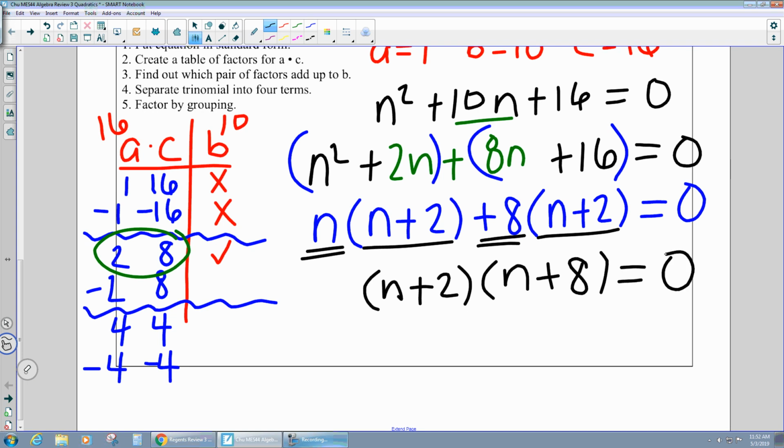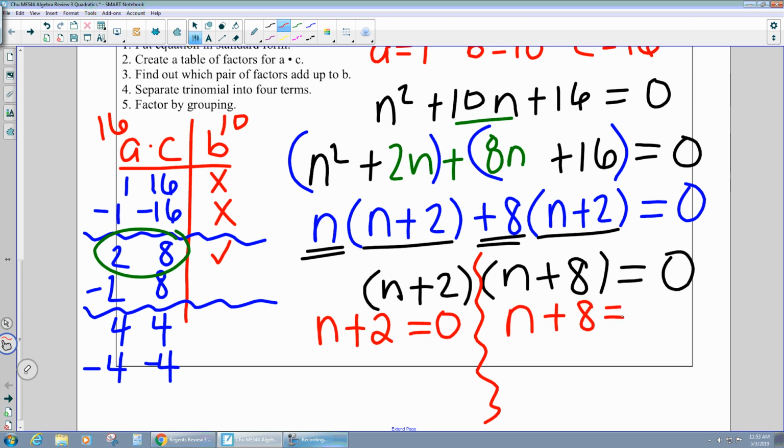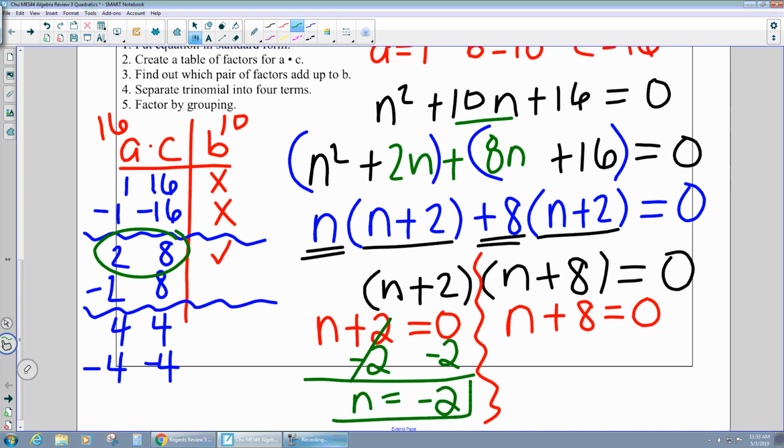Our next step, let's separate this into two equations and set each equation equal to 0. So n plus 2 is equal to 0, and n plus 8 is equal to 0. To solve for n on your left side, subtract 2 from both sides. And I get n equals negative 2 is one of my solutions. And then on the other side, we're going to subtract 8 to get n by itself, and we get n equals negative 8 as our other solution.